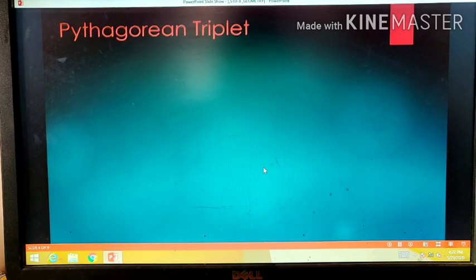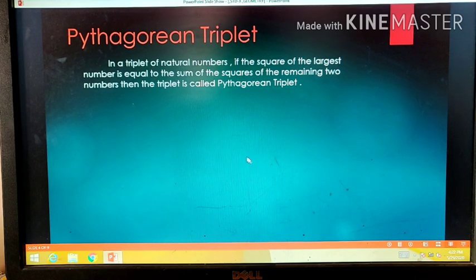Then what is a Pythagorean triplet? A Pythagorean triplet is a triplet of natural numbers. That means it is a group of three natural numbers. In that group, if the square of the largest number is equal to the sum of the squares of the remaining two numbers, then the triplet is called a Pythagorean triplet.